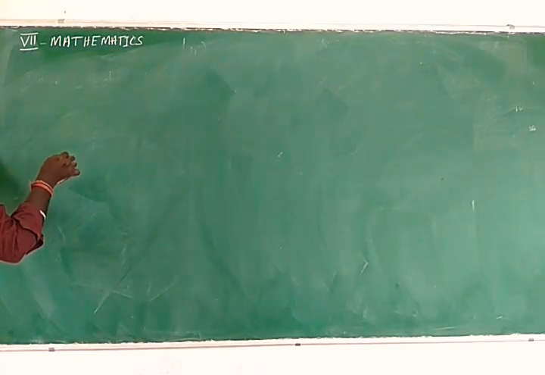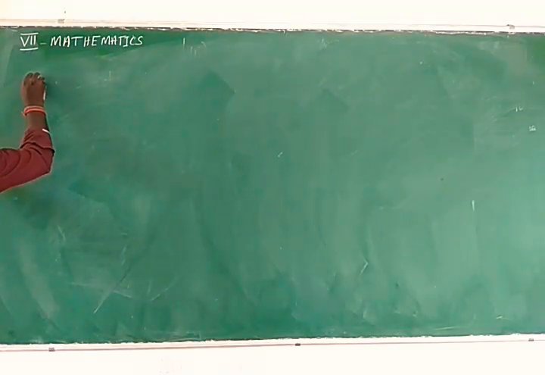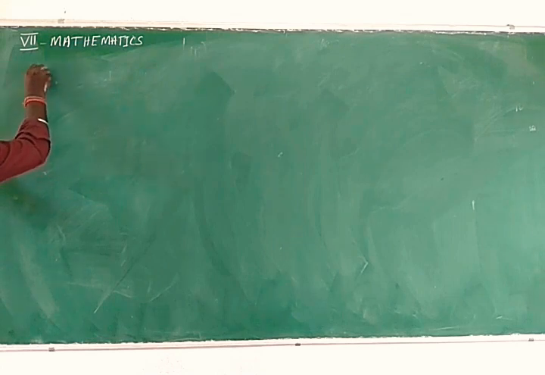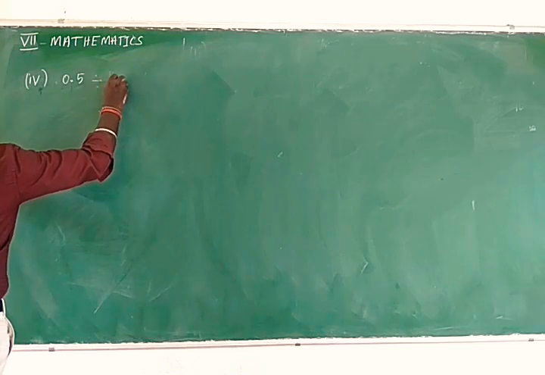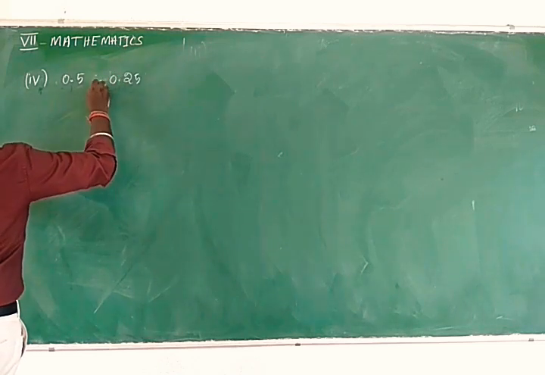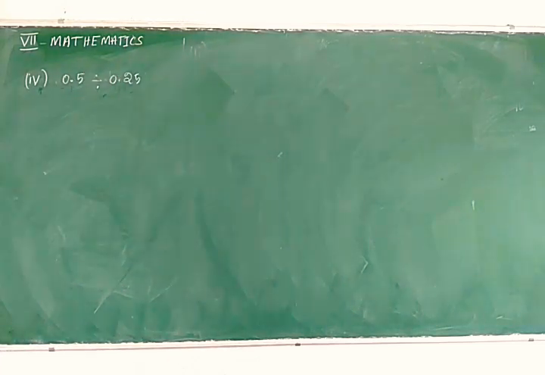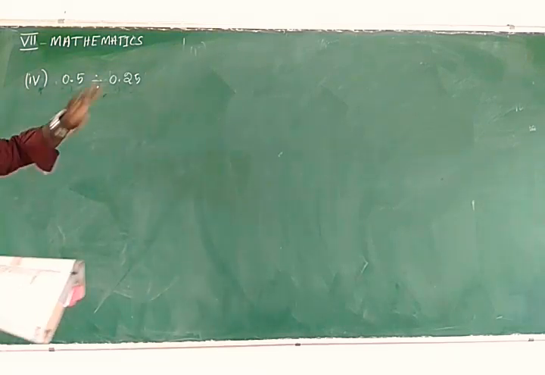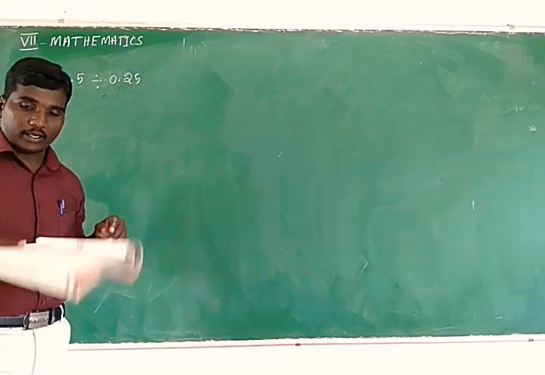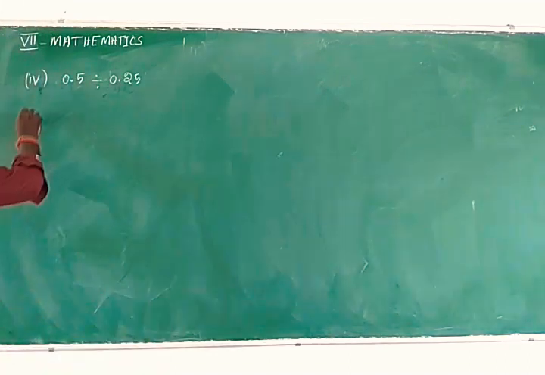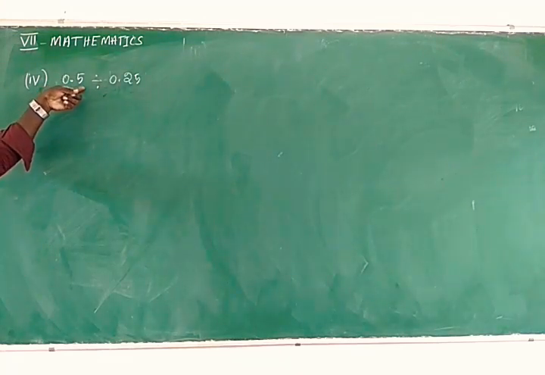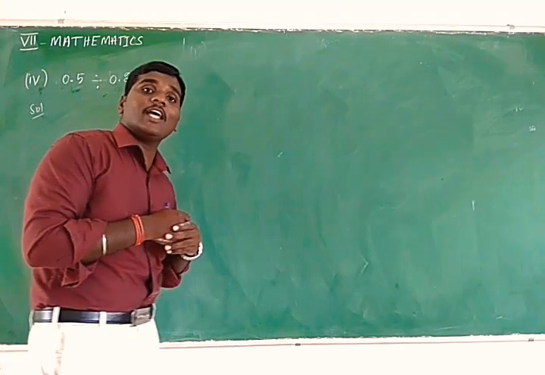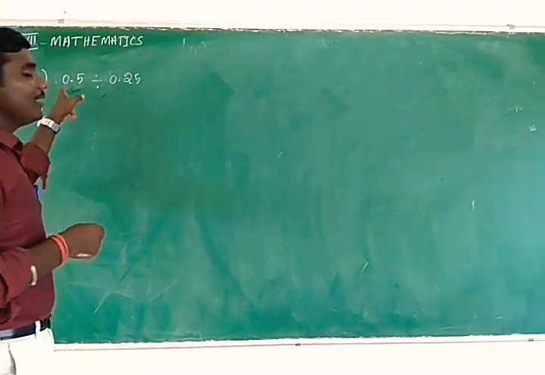Next, the fourth one: 0.5 divided by 0.25. Solution. Okay, now here how many decimals are there? 1. Here how many decimals are there? 2. Here 1, here 2.